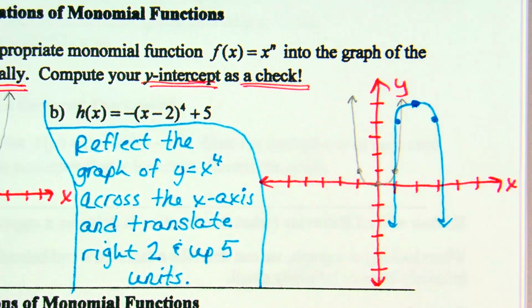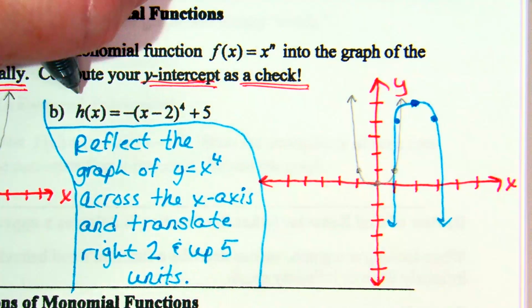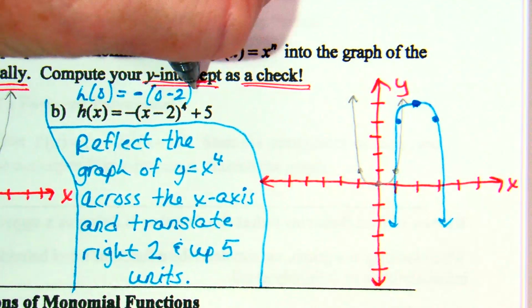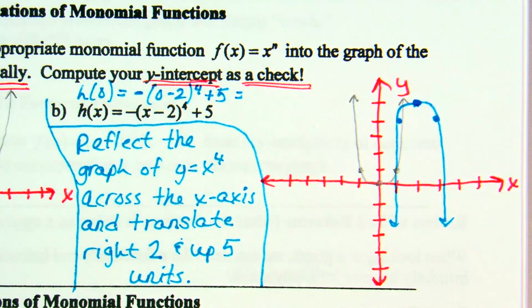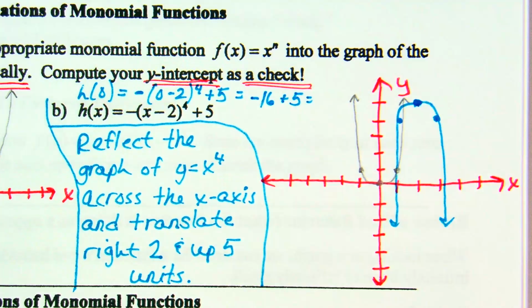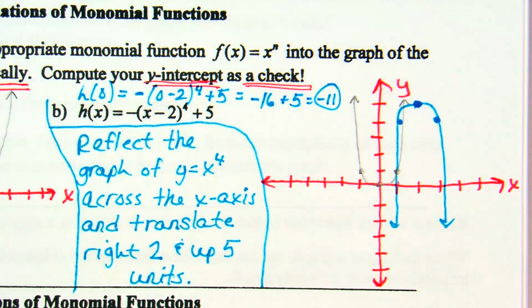How do I find my y-intercept again? Put 0 in for x. Good. So it's the negative of 0 minus 2 to the fourth plus 5. Okay. 0 minus 2, negative 2. Negative 2 raised to the fourth, positive 16. The negative of 16 is now negative 16. And what is negative 16 plus 5? Negative 11. Does that make sense with what my graph's doing?